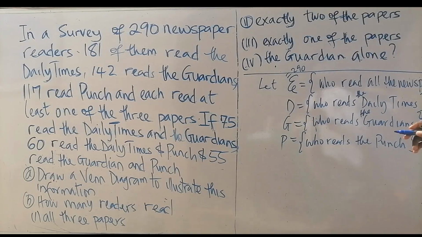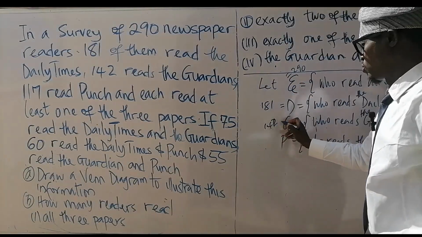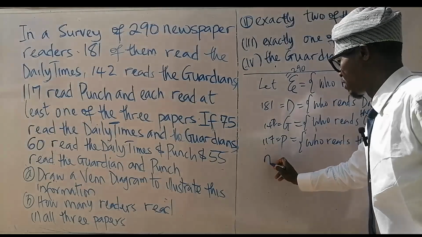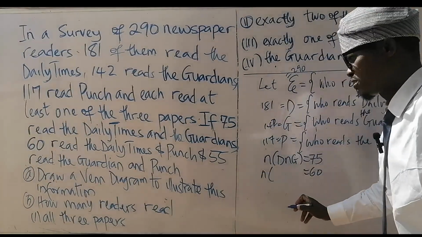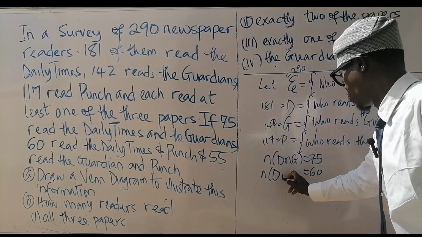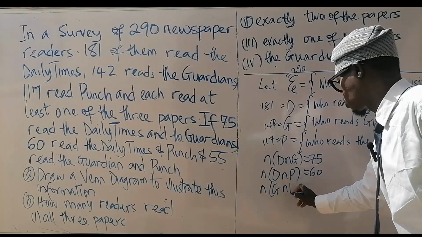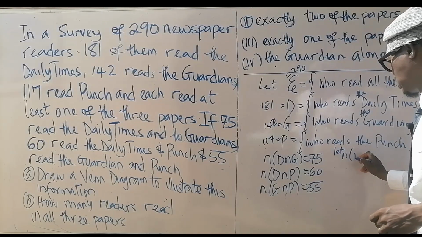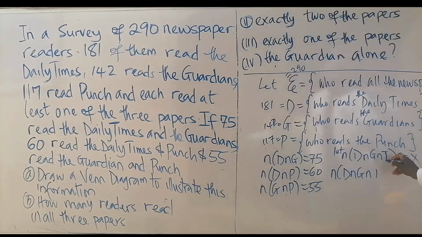Then we are given that Daily Times is 181, Guardians 142, and Punch is 117. We have 75 who read both Daily Times and Guardians, 60 who read the Daily Times and Punch, and 55 who read the Guardians and Punch. Let those that read all the papers be X. So we have D, G, and P.